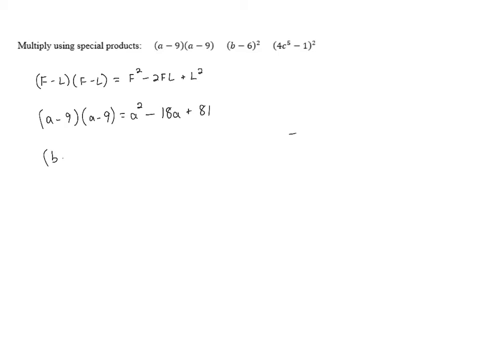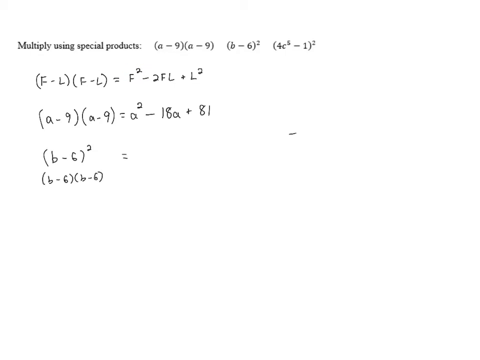We've got b minus 6 squared. When we square something, we multiply by itself. So we know this is the same as b minus 6 times b minus 6. These are two ways of representing the same thing. And regardless, they fit because it's a difference times the same difference. So we can use the formula.